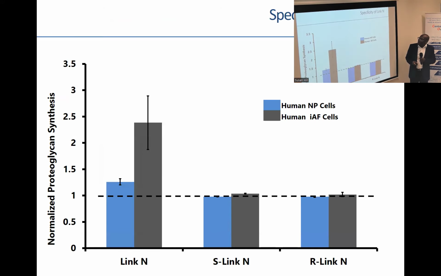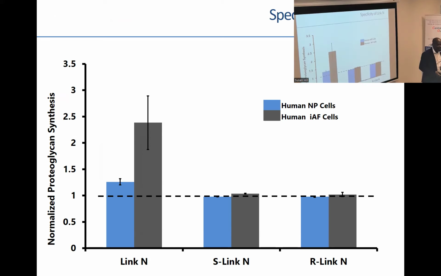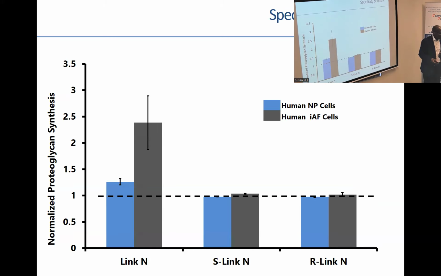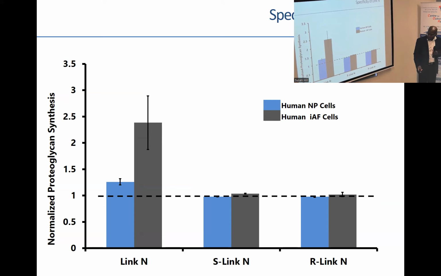Now, we were asking ourselves, is Link N specific? So what we did is that we decided to reverse the sequence. We decided to scramble the sequence, and we found that actually it is sequence specific. When we scrambled or reversed it, we lost the activity. And this is with human cells. You can see the synthesis of proteoglycan, and that's Link N. You do anything to it, you lose the activity.